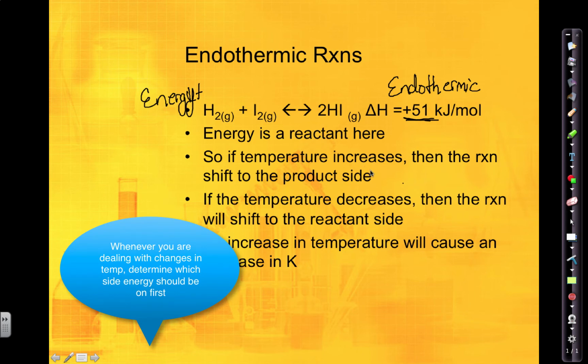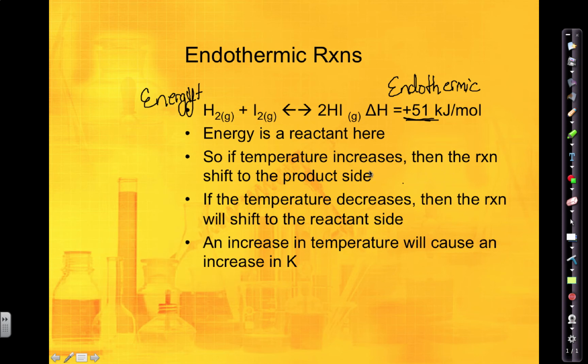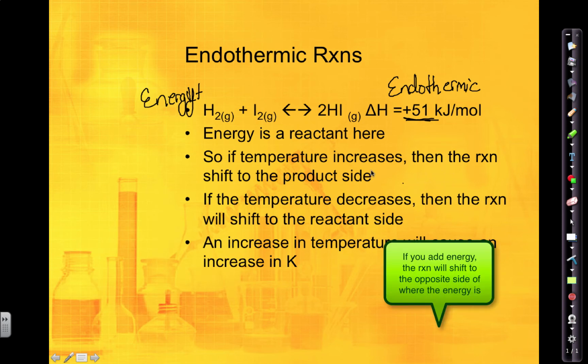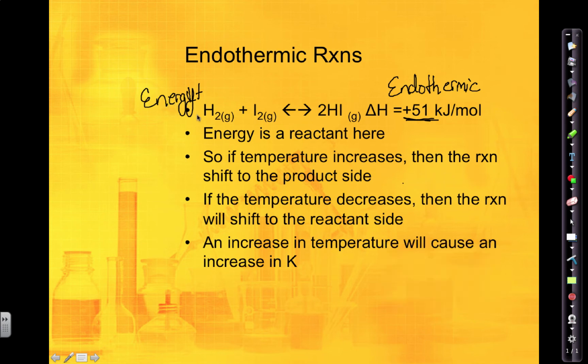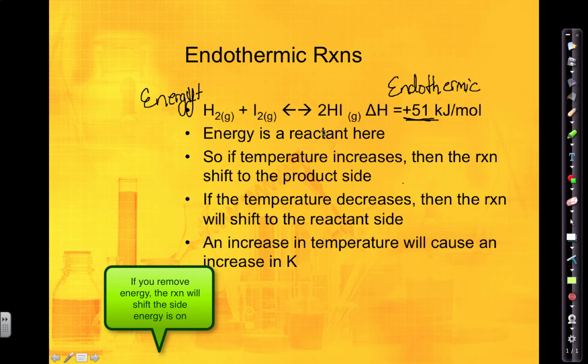So if I increase temperature here, so basically I'm adding energy, then the reaction is going to shift to the product side. Once I know it's endothermic, I know that energy is a reactant. So if I add energy, that means I need to get rid of it, so it will go to the product side to get rid of the reactant. Remember, it's going to shift to whichever side is opposite if you add something. Okay, so if temperature decreases, so that means I take away energy, well, it wants to replenish that energy, so it will go to the side that energy is on, which is the reactant side.